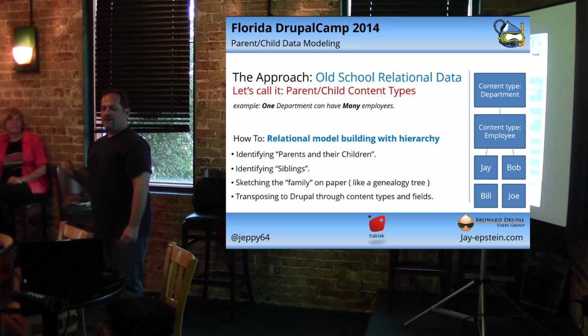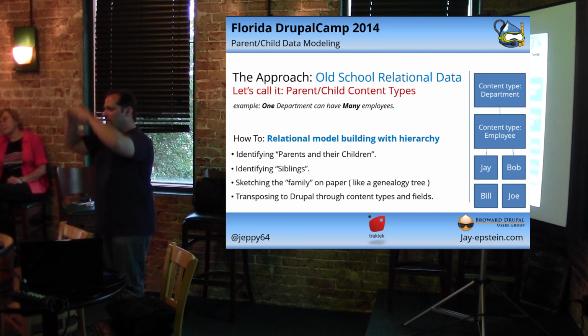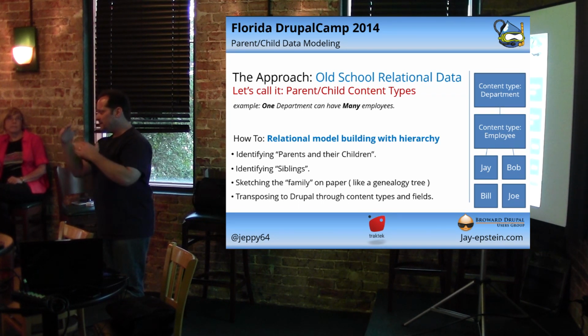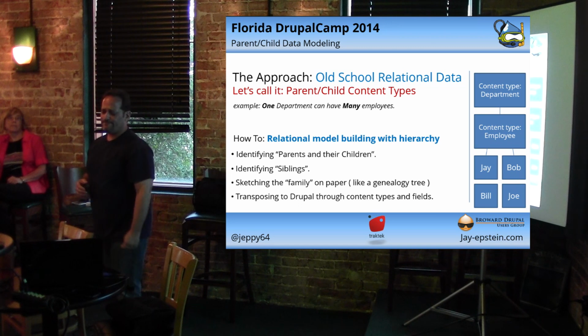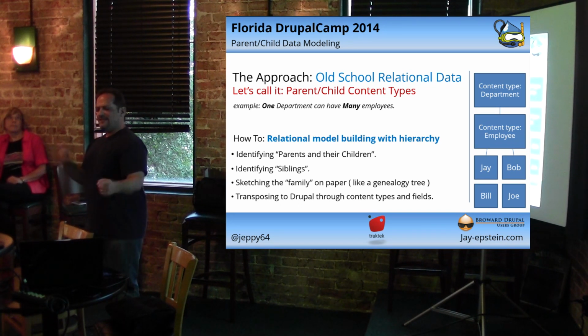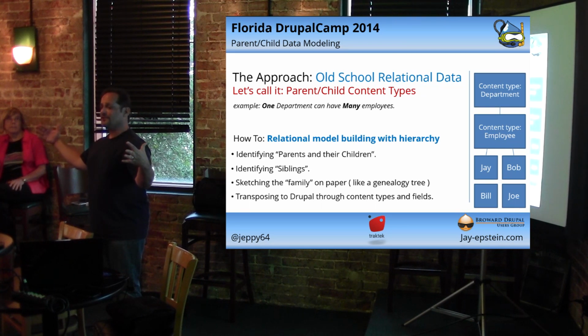So, identify parents and their children. Big one. Like I said, multiple content types, what are the kids? What kind of content types reside below that parent? Siblings, in this case, we're not going to even have to use siblings, but on bigger data models, I actually do. Those are the ones that sit on the same architecture. Sketch it on paper, just like a genealogy tree. Like a family tree, that's exactly what we're going to do.